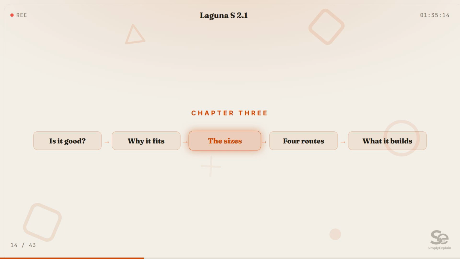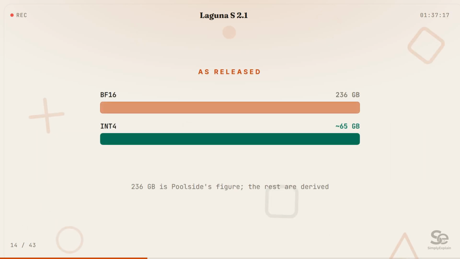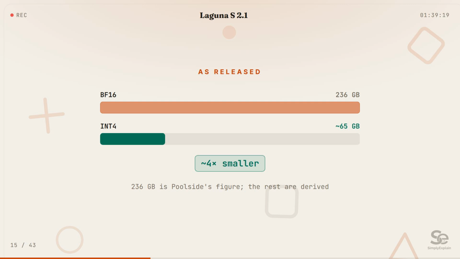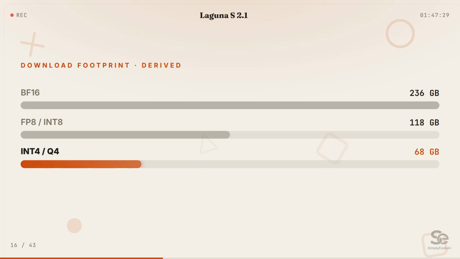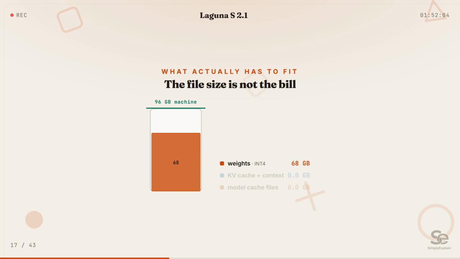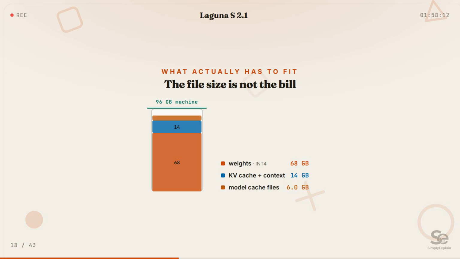Now, the numbers that actually decide everything. So the sizes, because everything else depends on them. At full precision, that's the 236 gigabytes. At 8-bit, roughly 118. At 4-bit, around 65 to 70. Squeezed harder, near 40. Add 10 to 20 gigabytes on top of whichever one you pick. Cache files and context. Nobody mentions it, and everybody runs out of room because of it.